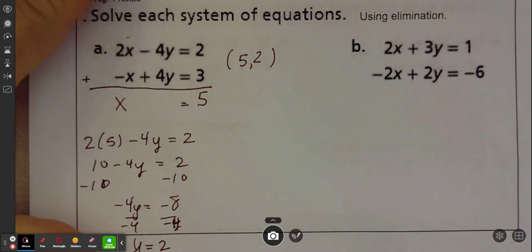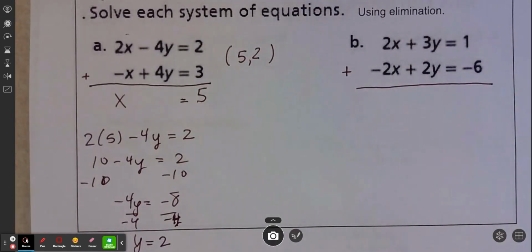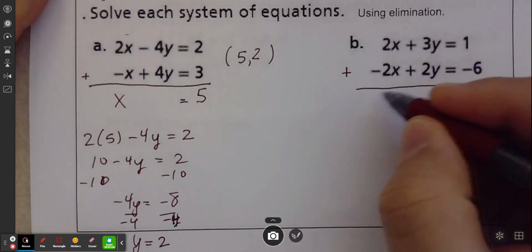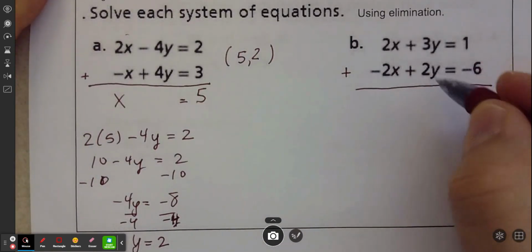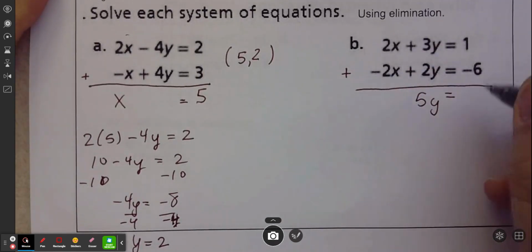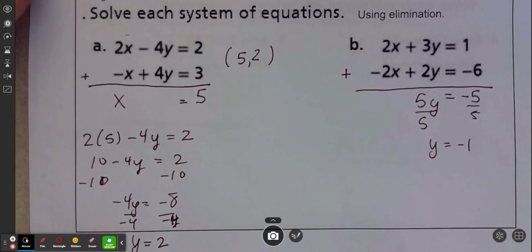Okay. Using elimination, I'm going to go ahead and add these. Tell me why elimination is going to work on this one. Because the x's are the same number but one is negative. I like that. Same coefficient, but one's positive, one's negative. So 2x plus negative 2x, elimination. I don't even write anything. 3 plus 2y, 5y. Equal sign comes down. 1 plus negative 5, negative 4. Divide by 5. Y equals negative 1.